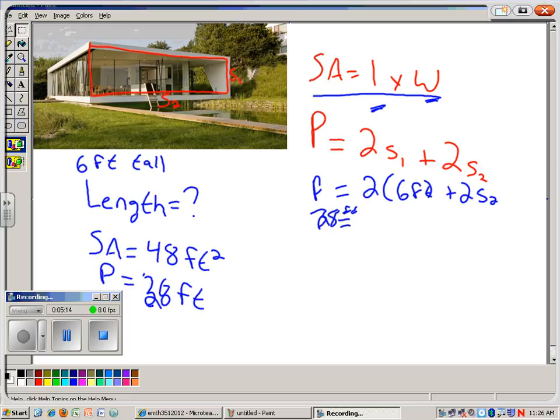So the next step is to multiply 6 feet by 2 because we have two side ones. We have a side one here, and we also have a side one over here. So we have 12 feet plus 2S2. Now we have to move 12 feet to this side. To do that, we'll subtract 12 feet from both sides to get 16 feet.